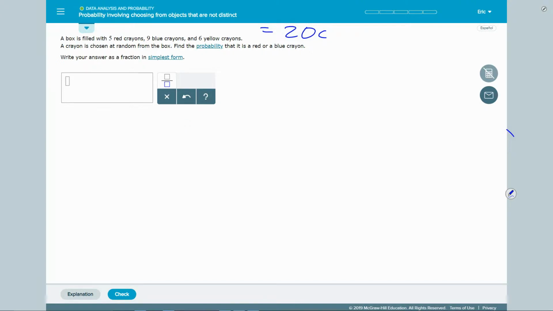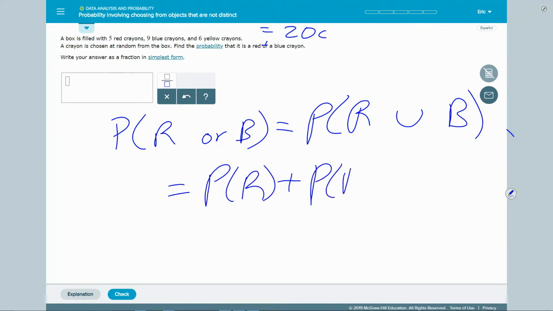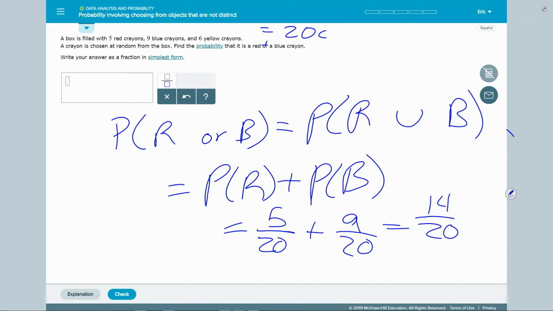Well, or is basically just adding, so let's try. I have a total of 20, so the probability of red or blue is the probability of red union blue. Union just means everything. And that's going to be, I'll write it this way, the probability of red plus the probability of blue, which equals 5 over 20 plus 9 blue crayons out of 20 total crayons, or 14 out of the 20 crayons.